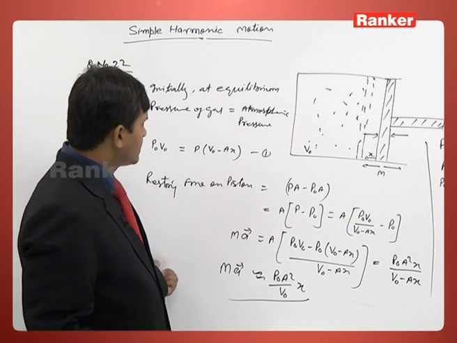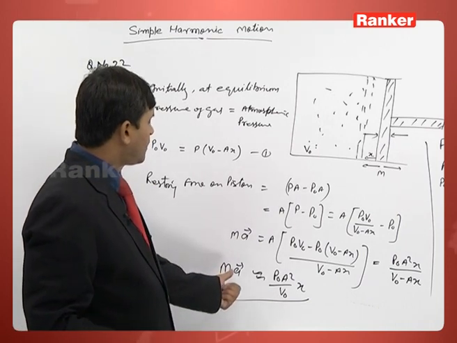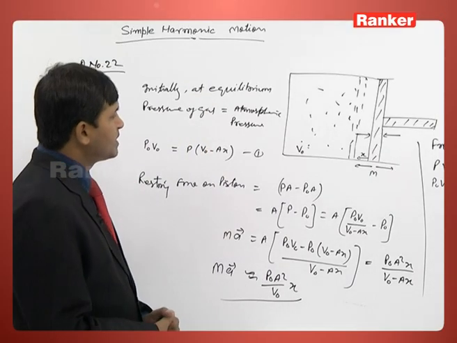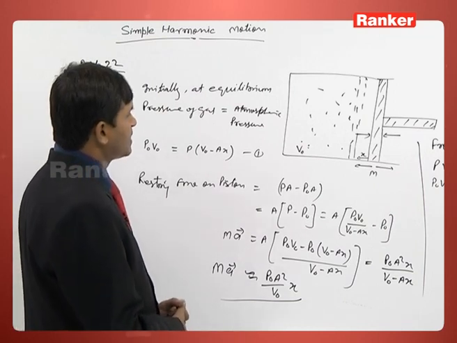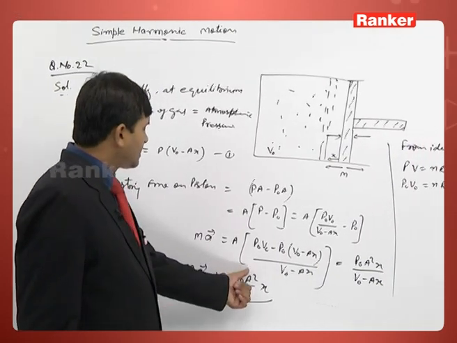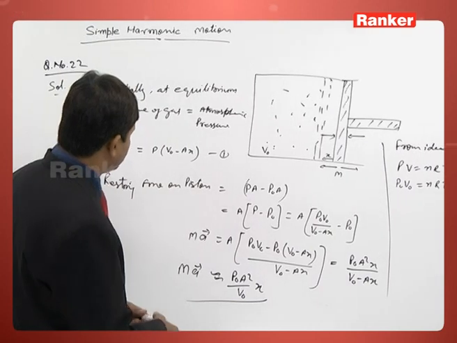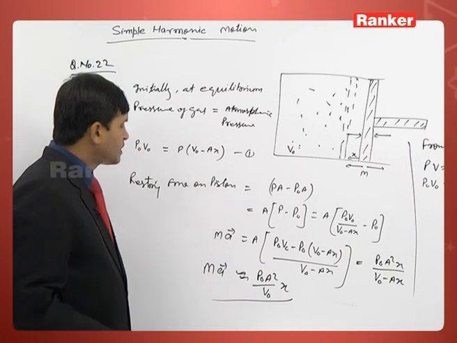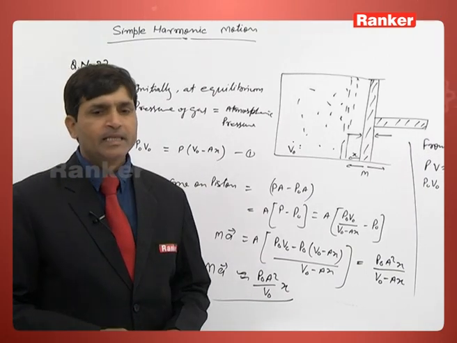Now we can represent this in the form P naught A square by V naught, as per the given question. As per the question, the initial pressure of the gas is P and the cylinder is kept horizontal. So when the initial pressure is P, we can substitute the value of V naught here. This term becomes P naught A square by M V naught, and this is omega square.